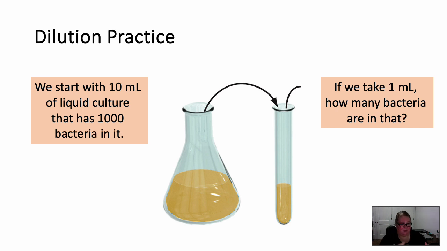Now, I'm going to walk you through the math, so you might want to get your calculator out. Okay, so we are going to start with 10 milliliters of a culture that has 1,000 bacteria in it. This is my culture, with 1,000 bacteria in here. We're going to start with 10 milliliters of this culture in this flask. Now we want to know how many bacteria are going to be in 1 milliliter.